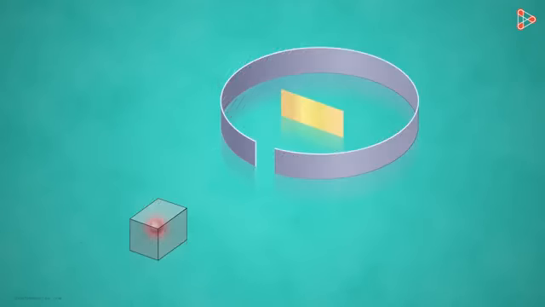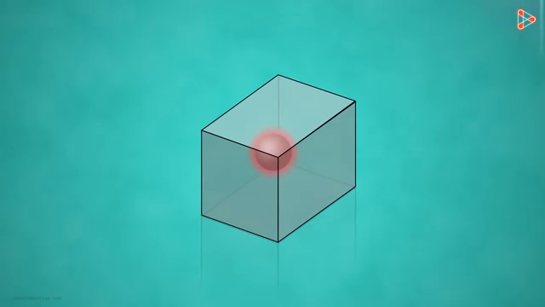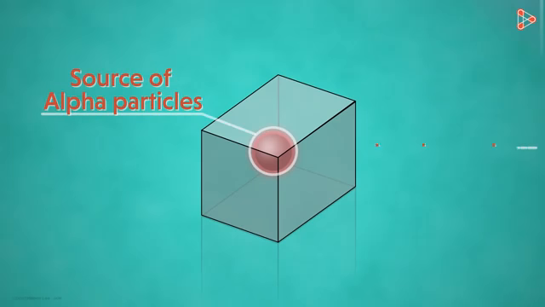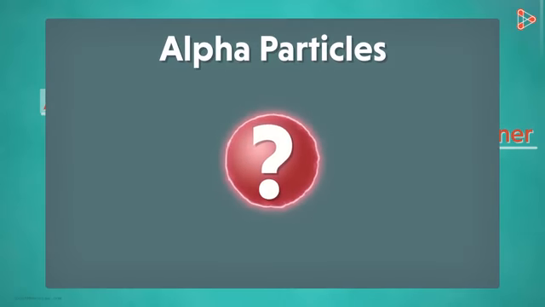This is how the setup of his experiment looked. As we can see here, he used a source of alpha particles locked in a lead container with a very small slit. This ensured that the alpha particles only came out through a small opening and travelled in a straight line. But why did he select alpha particles in the first place?